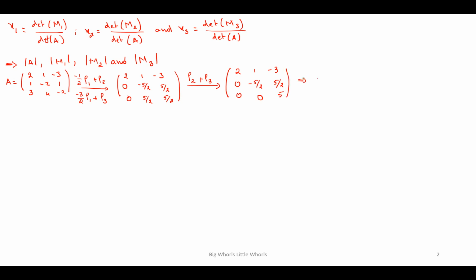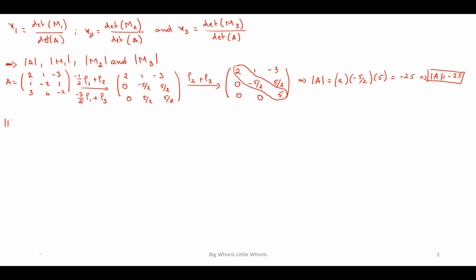So that means the determinant of A is equal to, we have to multiply down the diagonal. I'm sure you know how to find a determinant. After the echelon form of the matrix, we just multiply down the diagonal. So we have 2 multiplied by minus 5 over 2 multiplied by 5, which is equal to minus 25. So the determinant of A is equal to minus 25. Good. Now we need to find the determinant of M1.